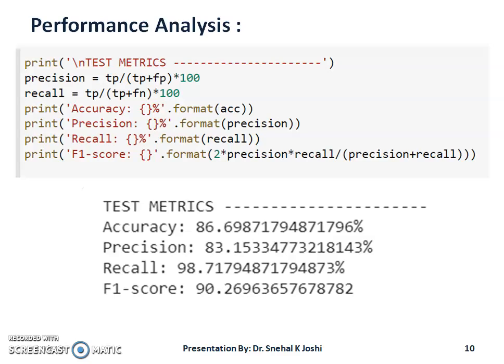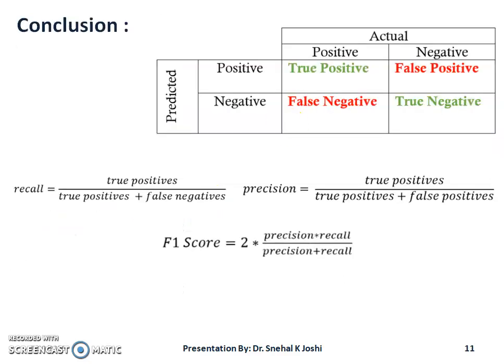This is also called a type 1 error. False negatives are those images which were actually pneumonia images, but we predicted them as normal images. Such errors are also known as type 2 errors. Using these four results obtained from the confusion matrix, we will calculate precision and recall. The precision we obtain is 83.15%, and the recall we obtain is 98.72%. Similarly, we also calculated the F1 score, and we obtain an F1 score value of 90.26%.